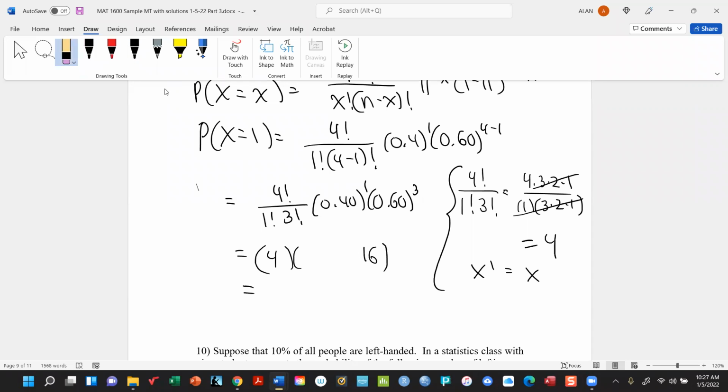Hold on one second. 0.4 raised to the first is 0.4, not 1. Sorry about that. Because x, like I said, raised to the first power is just equal to x, not 1. All right, now we're good. 4 times 0.4 times 0.216, 0.3456. That's more like it.